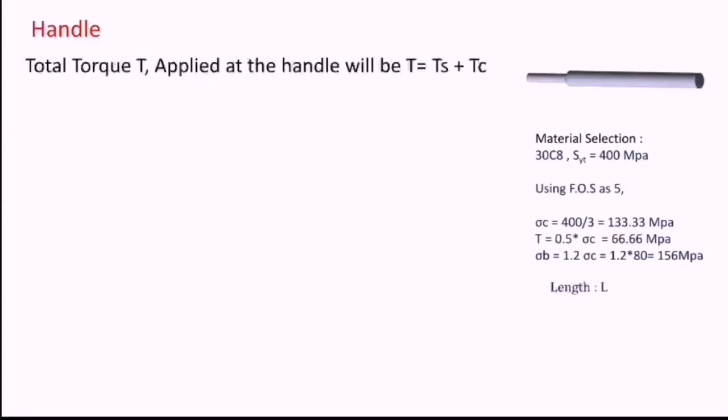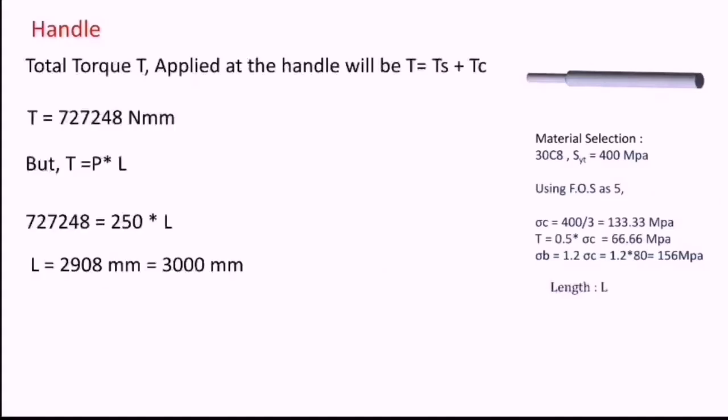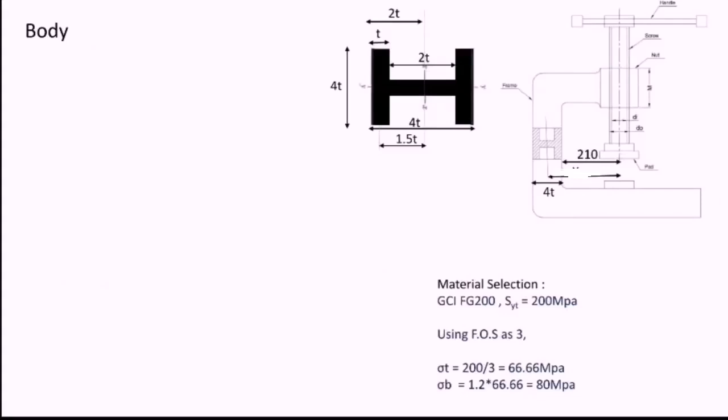Next part is the handle design. The total torque applied at the handle is 727248 Newton mm, which we have seen earlier. This torque is also equal to the applied force multiplied by the length of the handle. We have assumed that the force applied will be 250 newtons. Hence I will get the length value as 2908 mm, which I will approximate to 3000 mm or 3 meters.